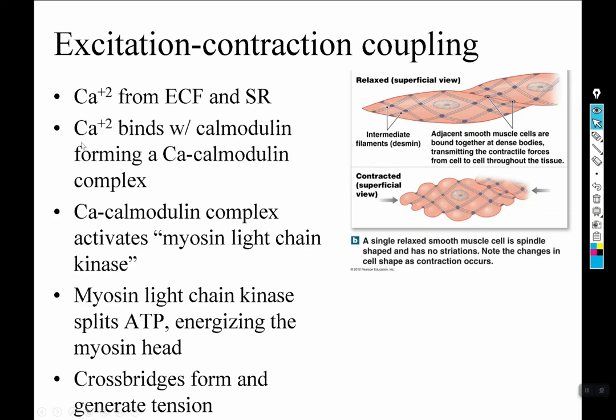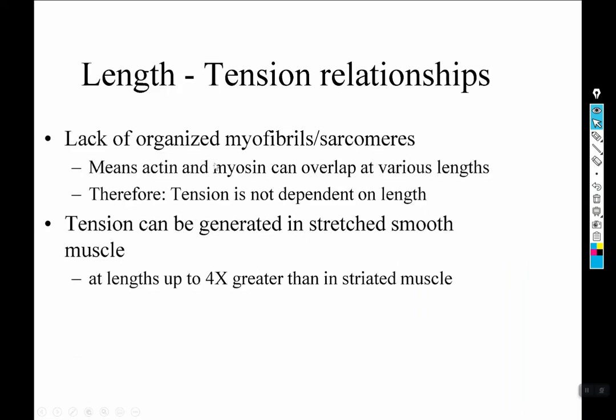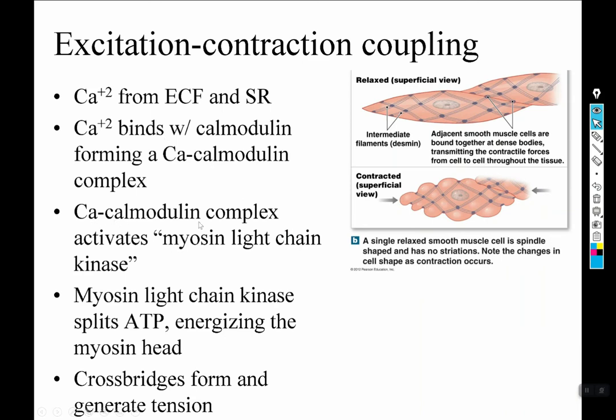That calcium binds with calmodulin, forming that complex. That complex activates what's called myosin light chain kinase. So myosin light chain kinase actually splits the ATP for the myosin, and that's what energizes the myosin head to reach up towards the active site of actin. So we need this additional calmodulin and myosin light chain kinase series of steps to make the myosin heads interact with the actin, and that's what generates cross-bridge formation. So this changes the latency to contract because there's some additional steps involved.